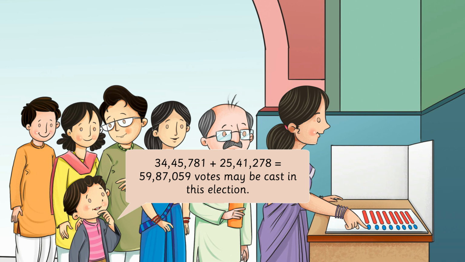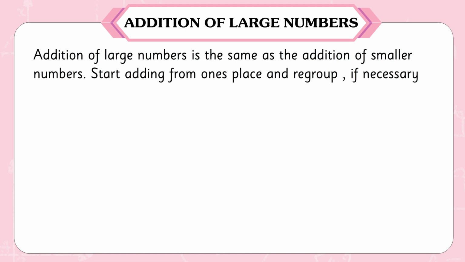34,45,781 plus 25,41,278 is equal to 59,87,059. So 59,87,059 votes may be cast in this election. Addition of large numbers is the same as the addition of smaller numbers. Start adding from the ones place and regroup if necessary.